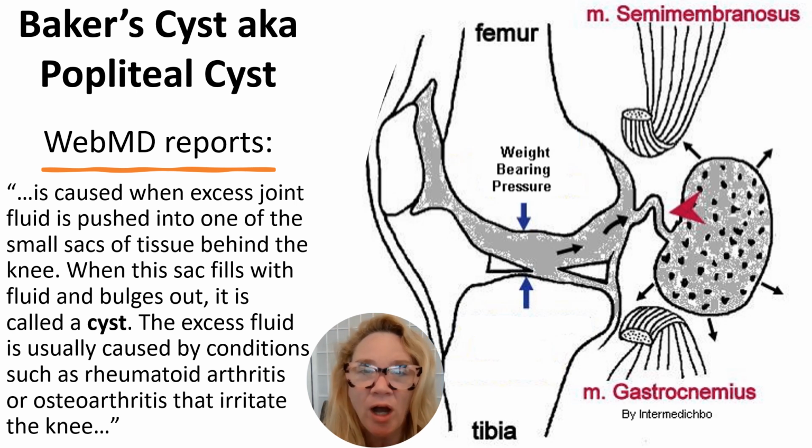WebMD reports on these popliteal cysts, and I'll read it to you. They're caused when excess joint fluid is pushed into one of the small sacs of tissue behind the knee. When the sac fills with fluid and bulges out, it's called a cyst. The excess fluid is usually caused by conditions such as rheumatoid arthritis and osteoarthritis that irritate the knee. Now, sometimes they'll drain these, but usually the fluid comes right back. It can also be treated with medication.